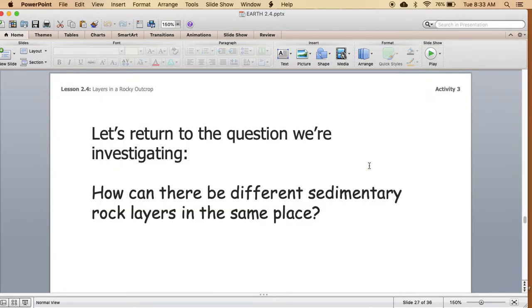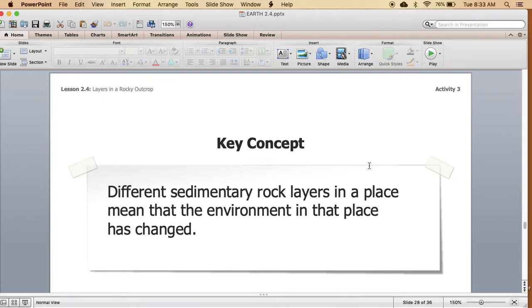Now, let's return to the question we're investigating. How can there be different sedimentary rock layers in the same place? Here is our key concept. Different sedimentary rock layers in a place mean that the environment in that place has changed.